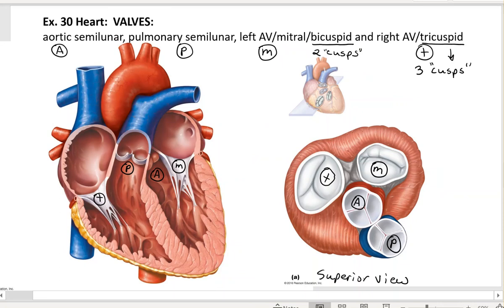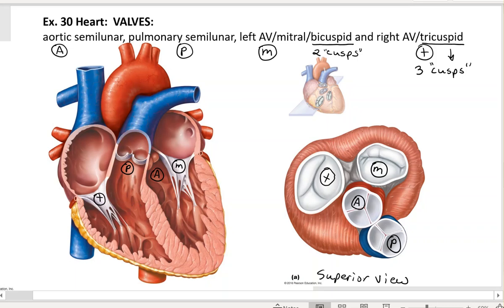Now we're just going to look at the valves of the heart. So we have 4 valves. We have 2 semilunar valves that are exits from the ventricles, and we have 2 atrioventricular valves that are valves between atria and ventricles. So the aortic semilunar valve occurs right here, and it's our exit from the left ventricle. The pulmonary semilunar valve is right here, and it's our exit into the pulmonary artery away from the right ventricle.